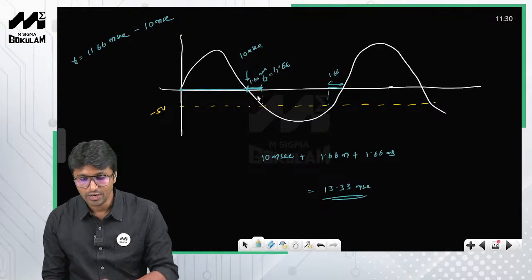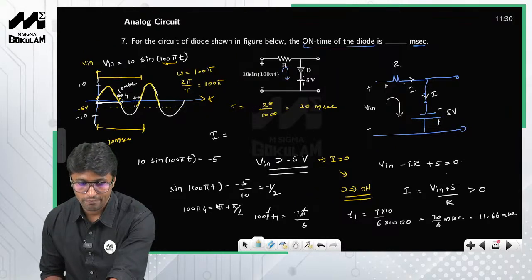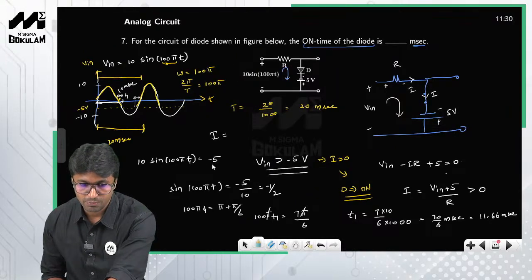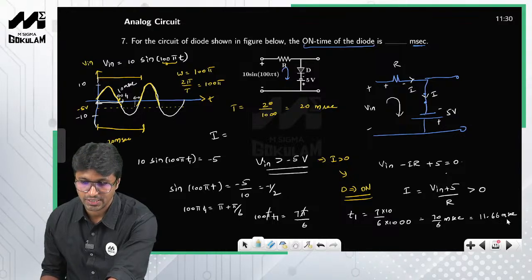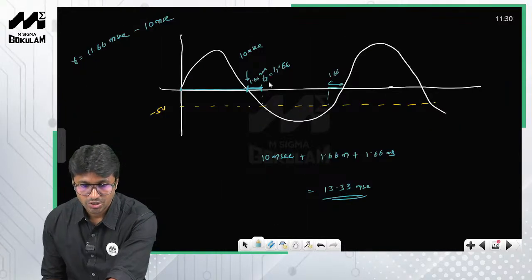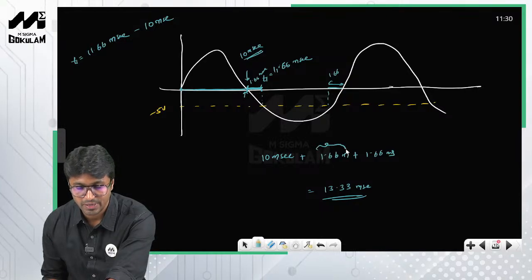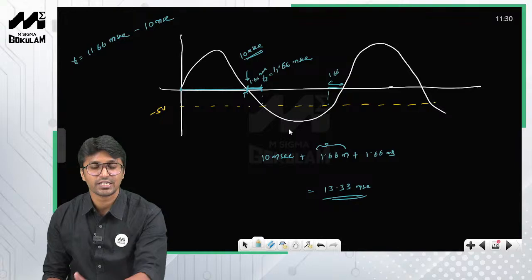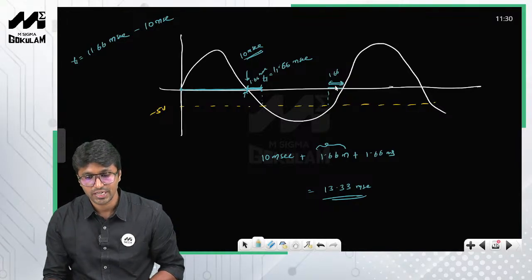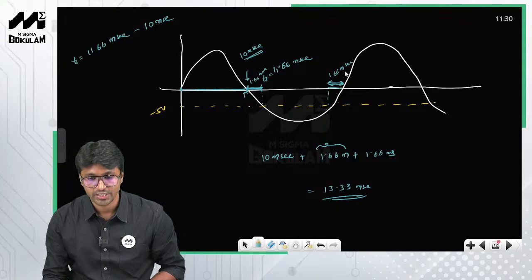So how did we calculate the value of t1? All we have done is equate the input to -5, and I got t1 as 11.66 milliseconds. I know the half time period, which is 10 milliseconds, so this interval is 1.66 milliseconds. Since this is a sinusoidal waveform, this interval will also be symmetrical, so this is also 1.66 milliseconds.